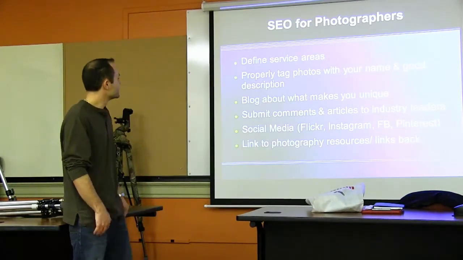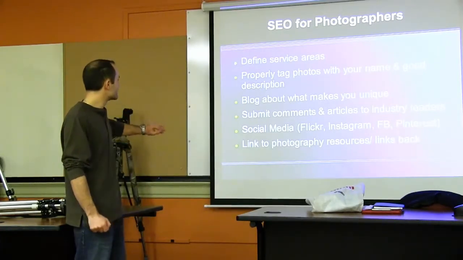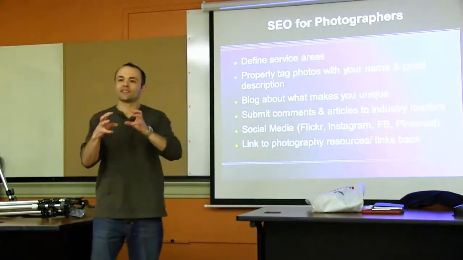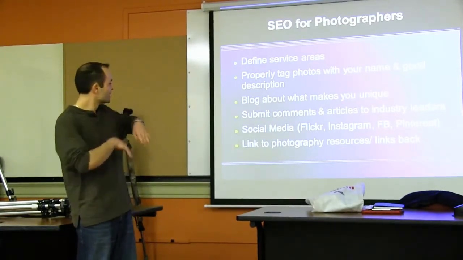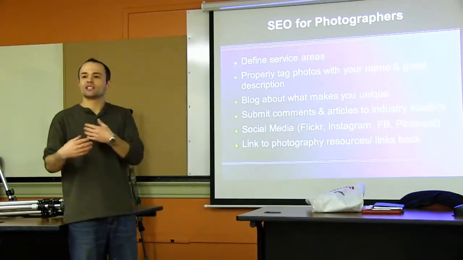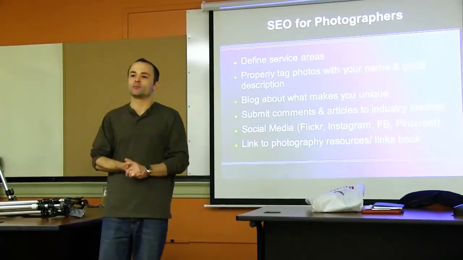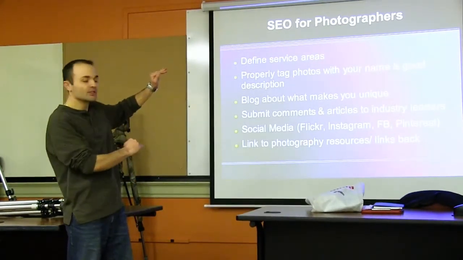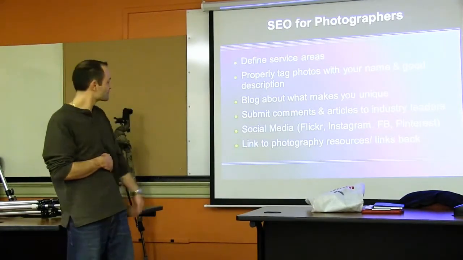Next bullet point is link to photography resources and try to get links back. So this is kind of under the same thing with the blogging. It's important to link to specific sites that are similar to what your value system is. So if you're all about photography in the Montana area or wildlife photography, for example, you want to try and find other high-profile people in the industry that you can link to. Show a whole page of resource links to those types of people, as well as try to contact them and see if you can get some links back to your site.